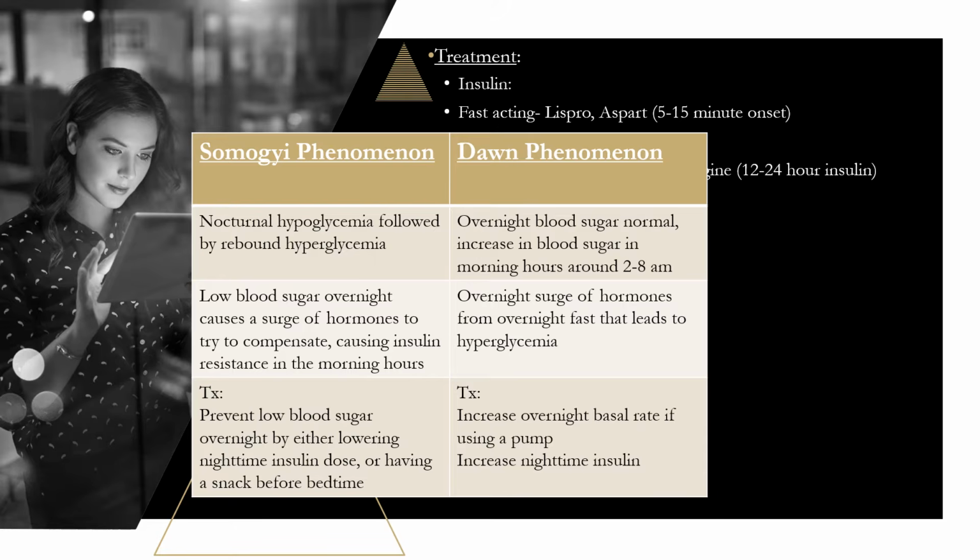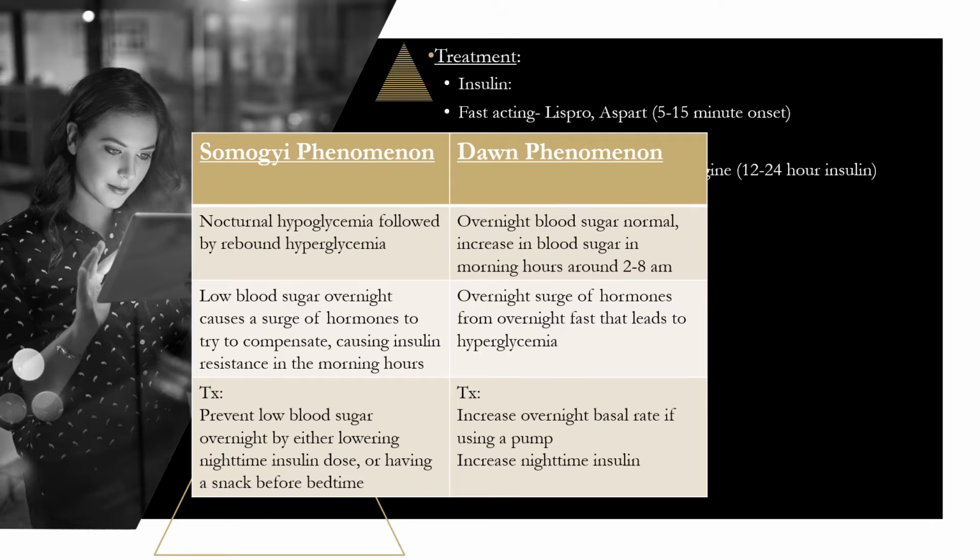So another thing that I wanted to mention, you can see this in type 1 or type 2, but it's more common in type 1. And it's something that I remember being tested on. So I think it's important just to get a general idea of what these both are. So there's two different phenomena seen in diabetics. There's Somogyi and there's Dawn phenomenon.